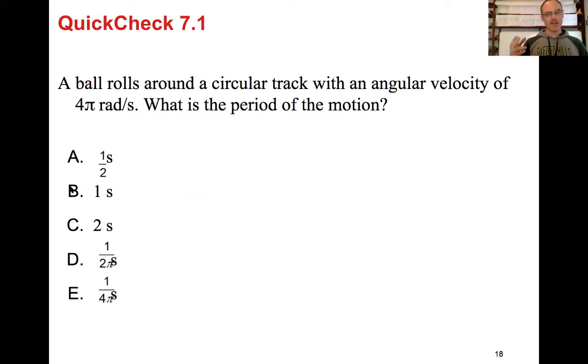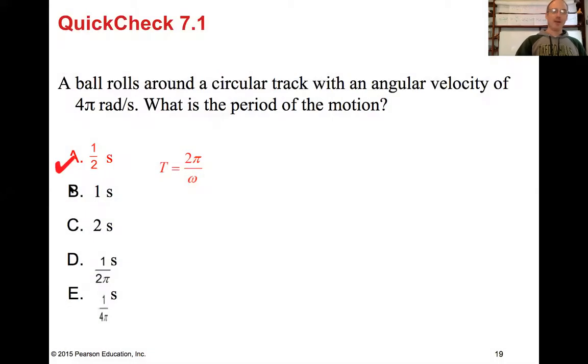Around a circle, right? What's one circle? One circle? That's right. It's 2 pi radians. Good job. Yes. I think you're right. Wow, it is 1/2 s. That's amazing. Good job. Because the period is 2 pi over your angular velocity, because it's an inverse relationship there.